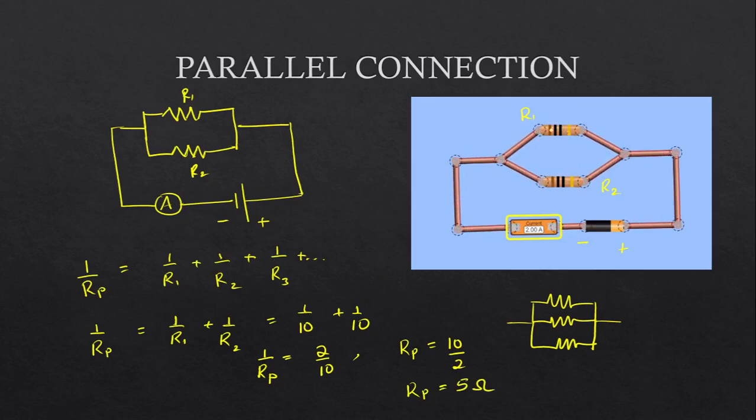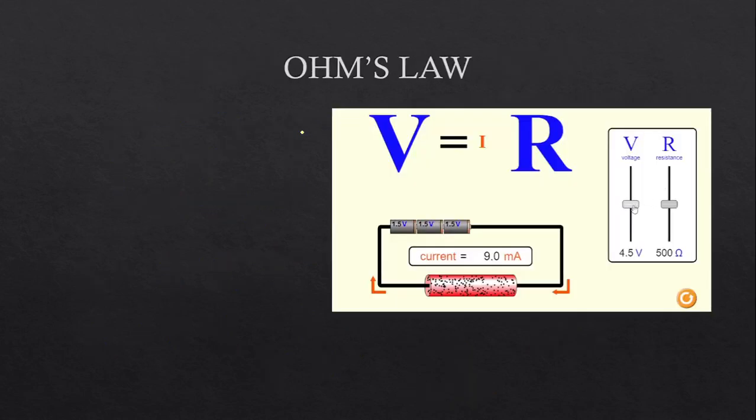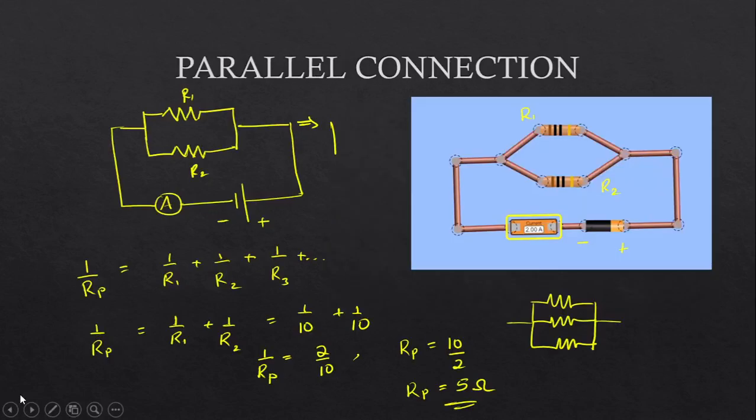Even though I have connected 10 ohm resistances, I am only getting 5 ohms in total, right? So this circuit is equivalent to connecting only one 5 ohm resistor to the battery. So this will be 5 ohm. Alright, let's take the next question.